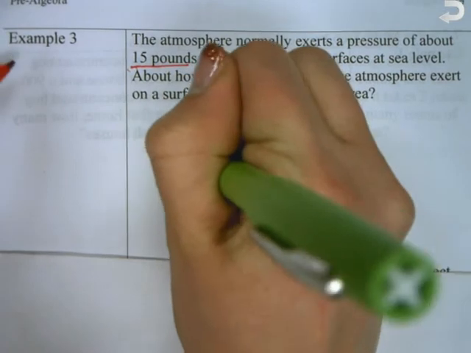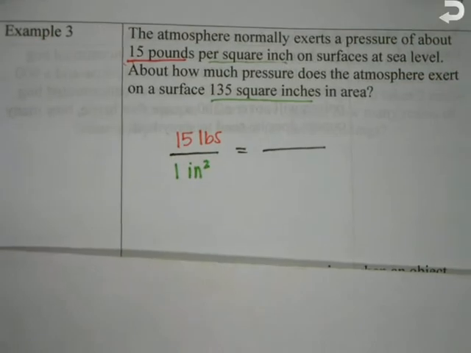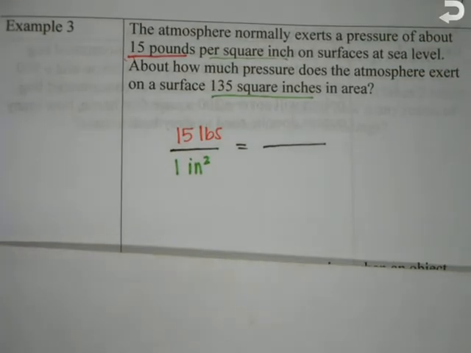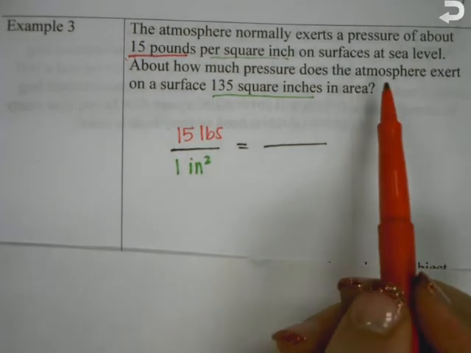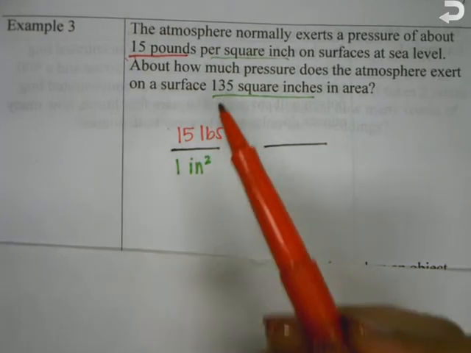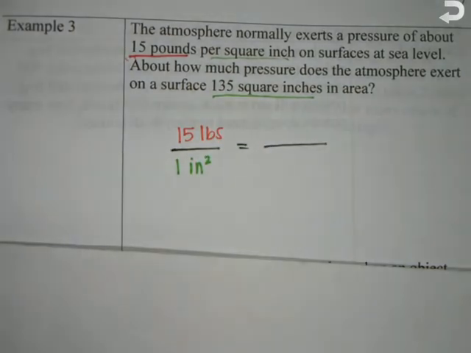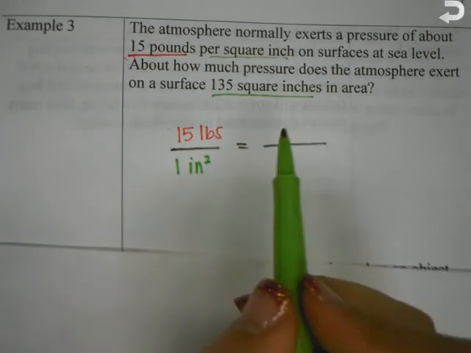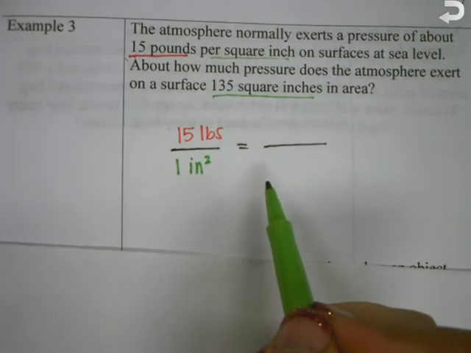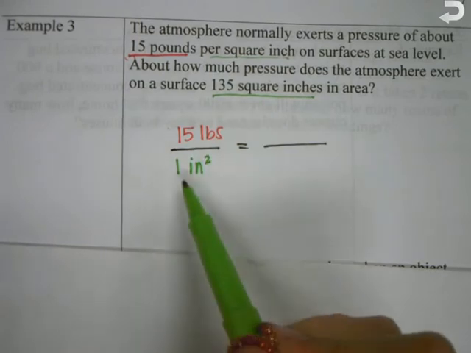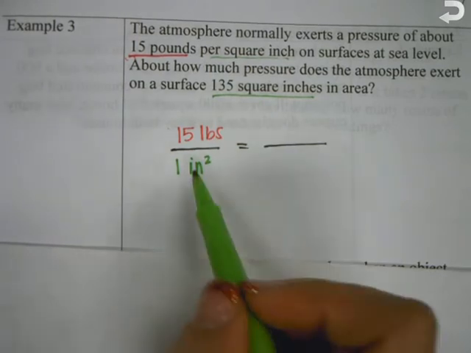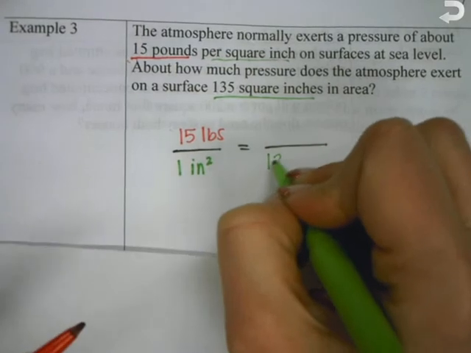We want to know how much pressure does the atmosphere exert on a surface of 135 square inches. So we know we have 135 square inches. Is that going on top or on bottom? Where is square inches in our first ratio? On bottom. So these go on bottom. We have to keep them in the same place. So we're looking for the top. Let's call it X.